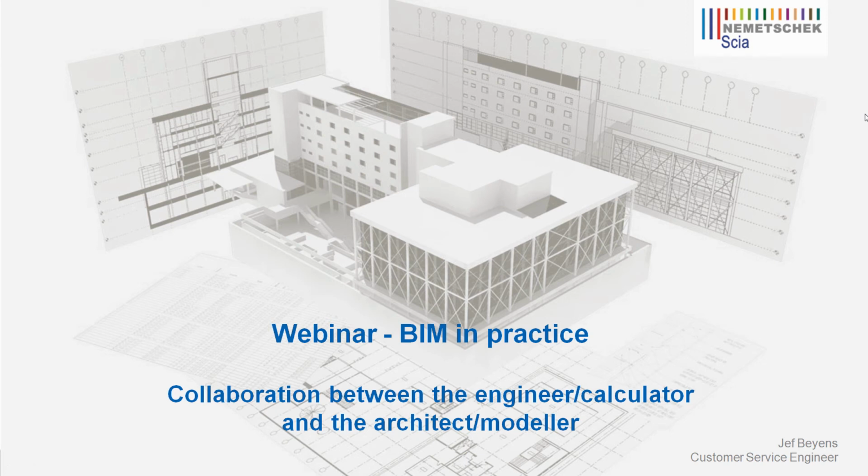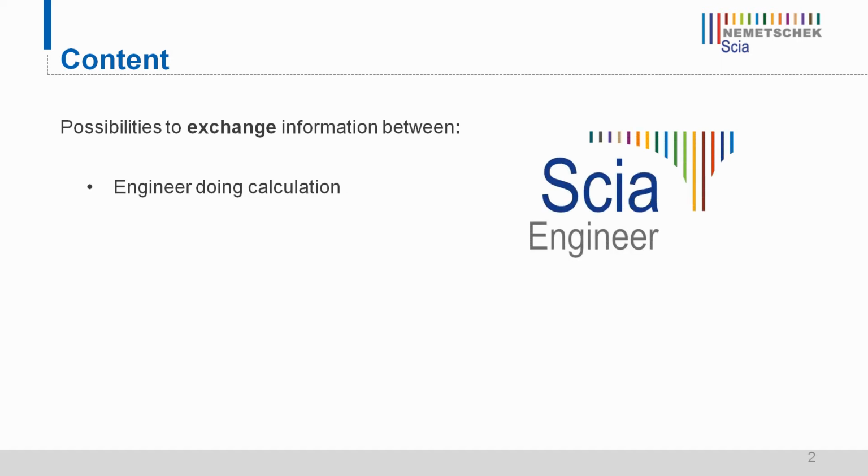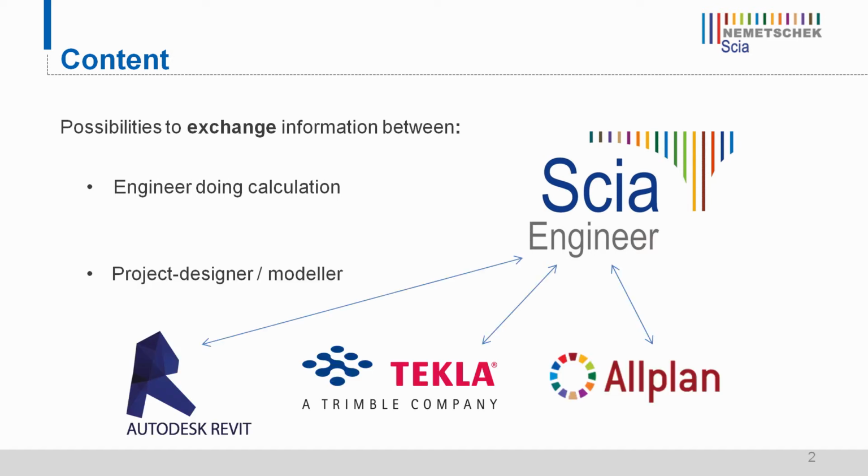This webinar will be about the collaboration between the engineer and the architect or the modeler of the software. So this webinar will provide an overview of the possibilities of exchange of information between the calculation software for the engineer, in this case Scia Engineer, and the BIM drawing or modeling package from the architect or the modeler. The term modeler is increasingly used to indicate that we're working with an intelligent BIM model.